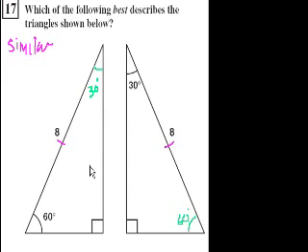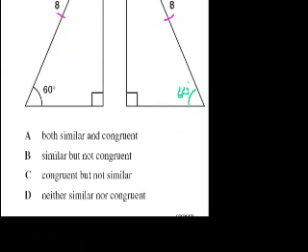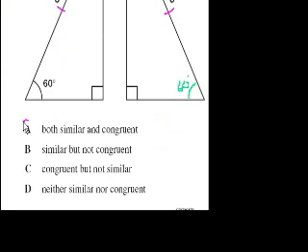Then you could actually figure out the rest of them using a little trigonometry or something like that. We're not going to go there just yet. But in geometry class, you learned that if something is similar and at least one of the corresponding sides is congruent, then the whole thing is going to be congruent. So these are both similar and congruent triangles. Both similar and congruent. That's A.